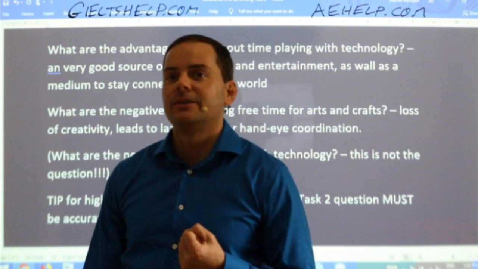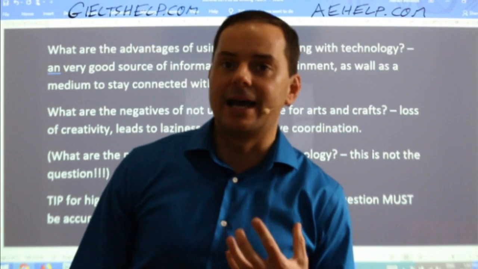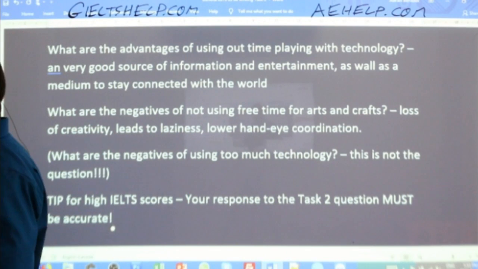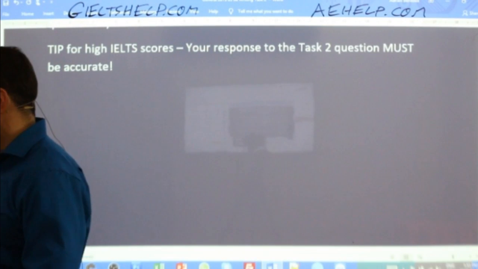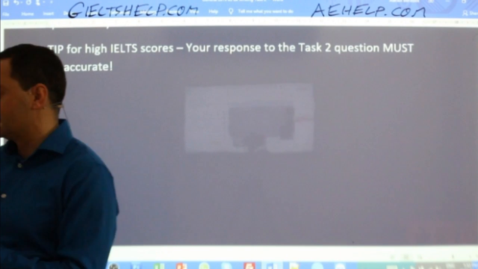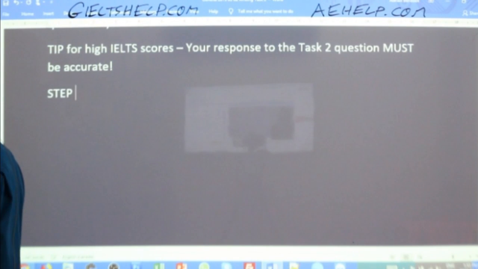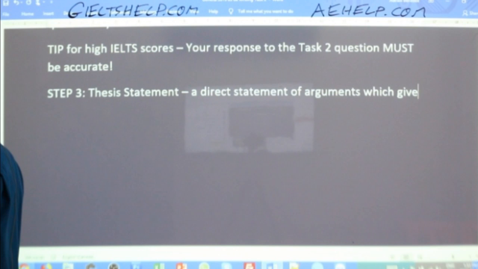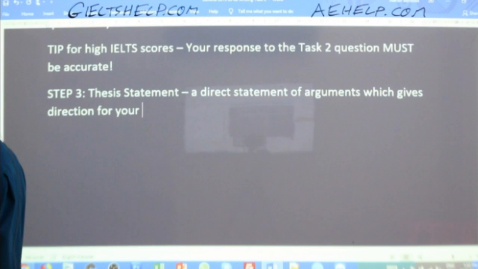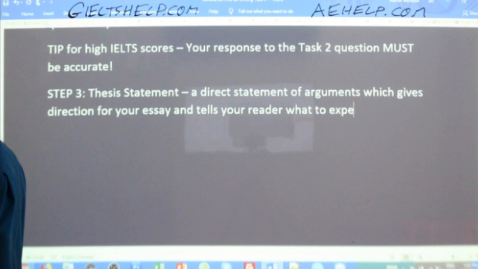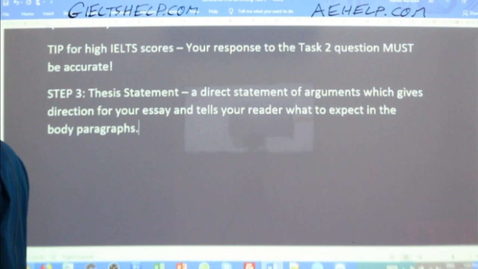Farhan, Ali, correct. Thesis statement, absolutely. The key sentence in your essay. So figure out the most important sentence which gives direction to your essay. So it's your thesis statement. So step number 3, thesis statement. Okay, a direct statement of argument which gives direction for your essay and tells your reader what to expect in the body paragraphs. Okay, that's what your thesis statement is.